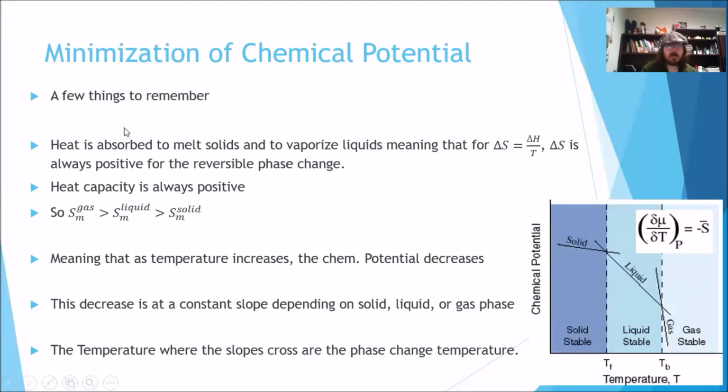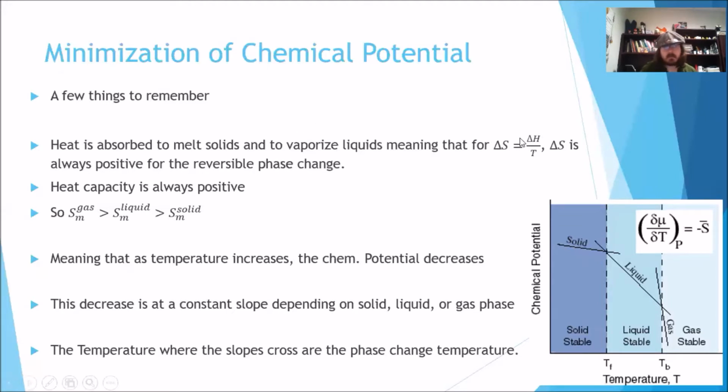So we're going to try to minimize our chemical potential. A few things to remember. Heat is absorbed to melt solids and to vaporize liquids. So how does entropy change? That's going to be the enthalpy over the temperature. So our change in entropy is always positive for a reversible phase change.